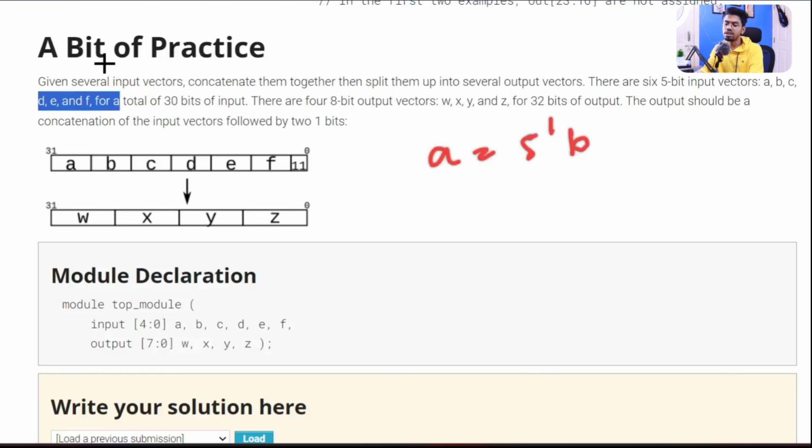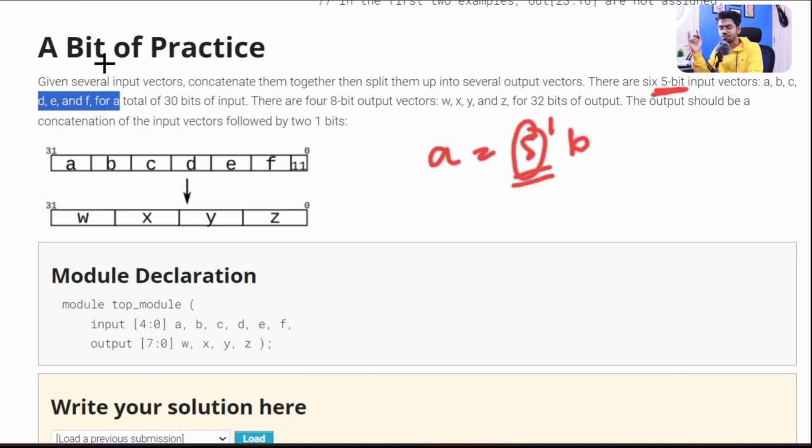They have not said whether it's binary or hexadecimal, but the size is important, because anytime you concatenate two vectors, we need to know the size. If it is 5 and 5, then only the output would be 10 bits. So size is important, and they have explained it here. It's a 5-bit input vector.